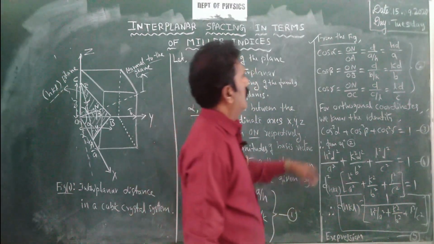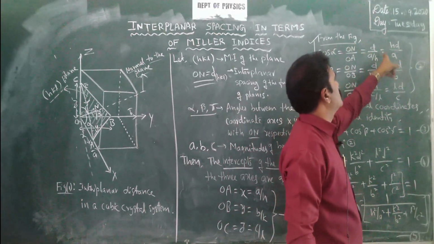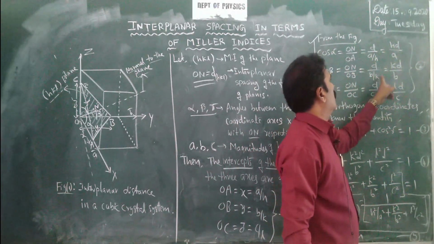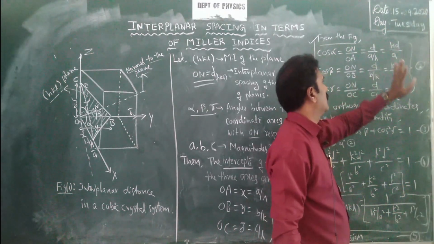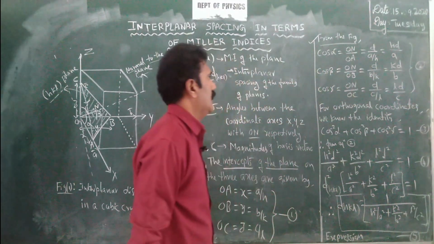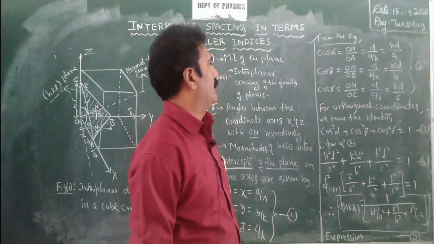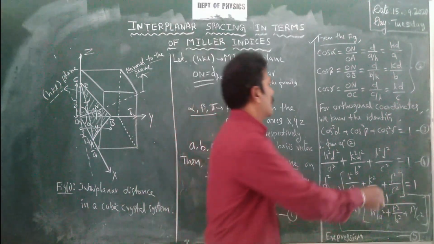Clear? Then rearrange the equation, you will get h in the numerator: hd by a, then kd by b, and then ld by c. So the set of equations we get is equation 2, for cos alpha, cos beta and cos gamma. Now consider one identity.